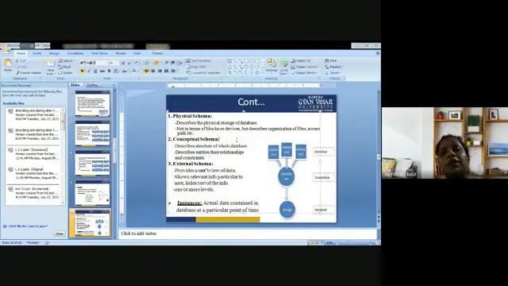So what is basically physical schema? Let us discuss what is physical schema. It describes the physical storage of the database, not in terms of blocks or devices, but describes organization of files, access paths that are there. Next is conceptual schema. It is concerned with the structure of the whole database, like it could describe entities, their relationships, various constraints on the data.